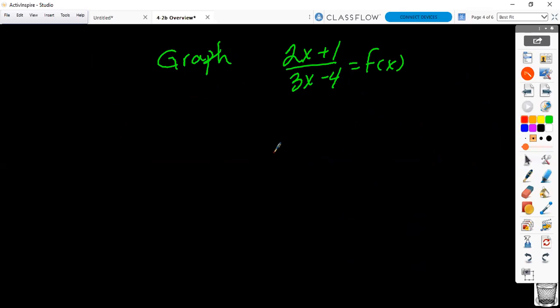Well, let's try this one. So if we're going to graph this one, let's see, what do you want to look for first? How about we look for the horizontal asymptote, since we were just talking about that.